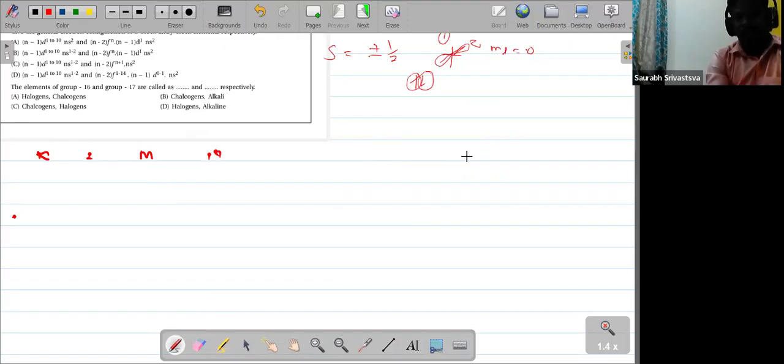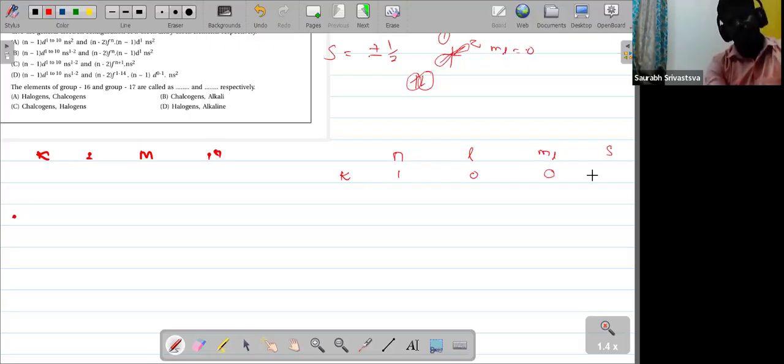Here n, here L, here ML, here S. Next, this is the K shell, n value equal to 1. 1 means the L value is compulsorily 0. Why? Because only one value should be written. If the L value is 0, the ML value is also 0.